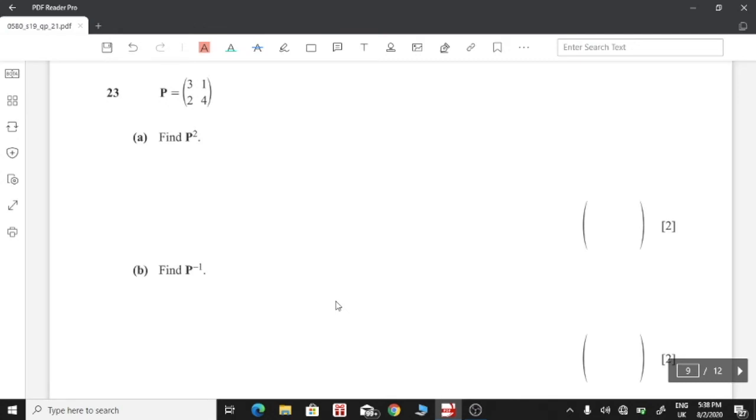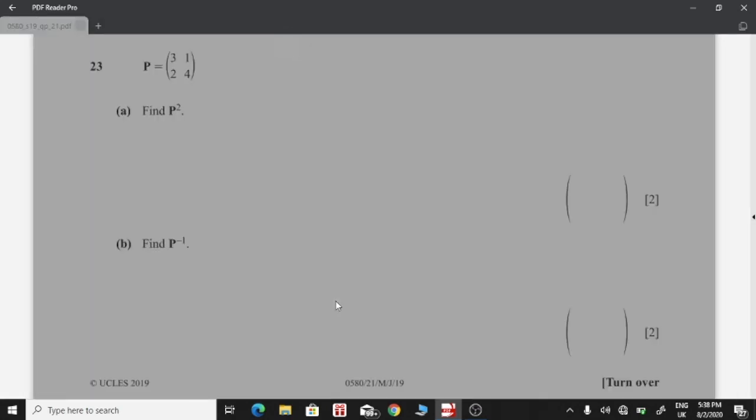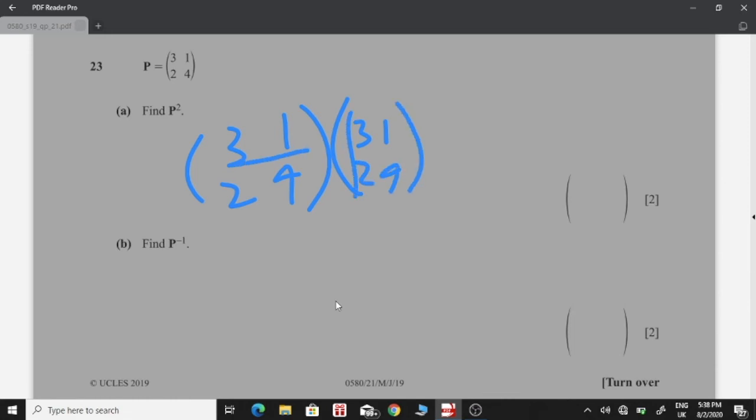Question number 23. P is equal to the matrix 3 2 over 1 4, or 3 1 over 2 4. A, find P square. So I'll be multiplying the matrix with itself. And so this becomes 3 and 1 multiplied by 3 and 2. So we multiply 3 with 3 and then add the result with 1 and 2. So 3 into 3 is equal to 9 plus 2 is equal to 11.